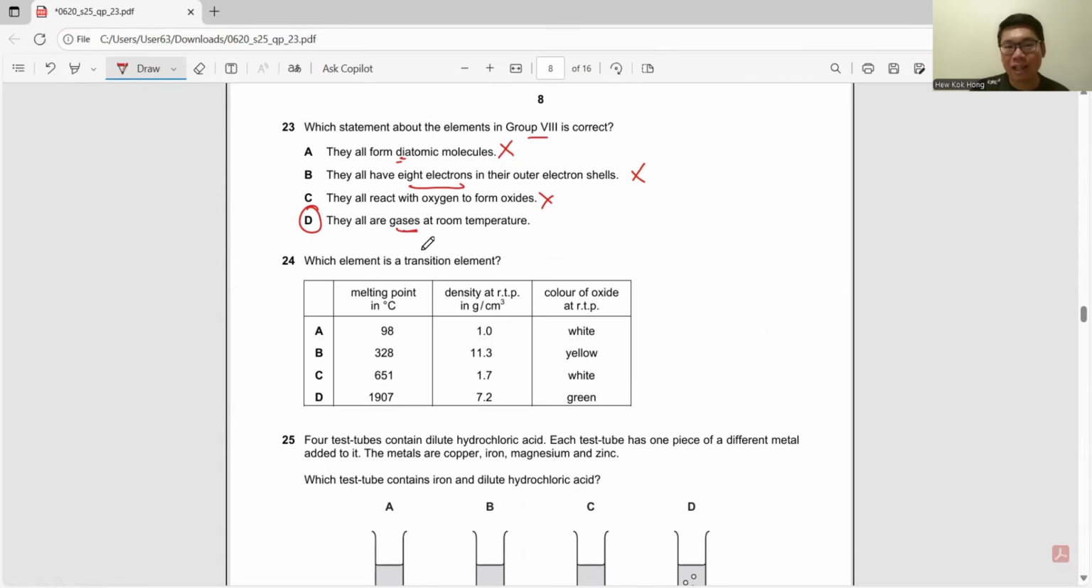24. Which element is a transition element? Transition elements are metals, and they also have color. So if you see white, confirm it's not a transition element. Then they have high density and high melting point. So this is okay. This cannot be, because a melting point of 328 is too low for a transition element. So this is more logical.